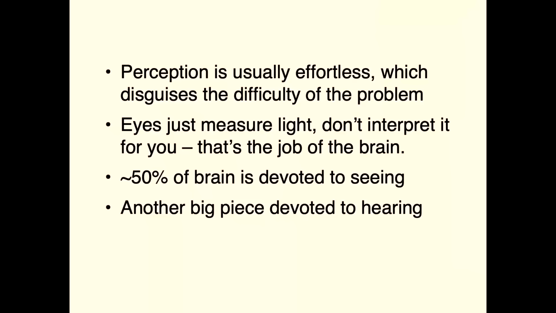Okay, so that's just the start of it, though, right? The eyes just measure light. They don't interpret it for you, and that's really the job of the brain. One piece of evidence that this is a pretty complicated thing comes from the fact that a large fraction of the brain is devoted to seeing. Roughly 50%, depending on how you measure it in humans, more in monkeys. There's another pretty big piece that's devoted to hearing.